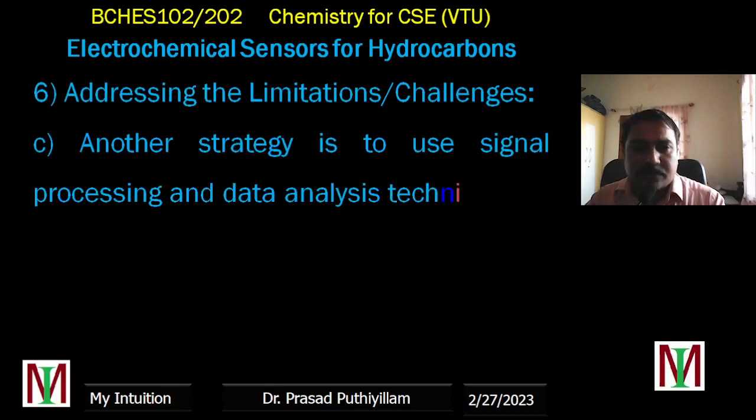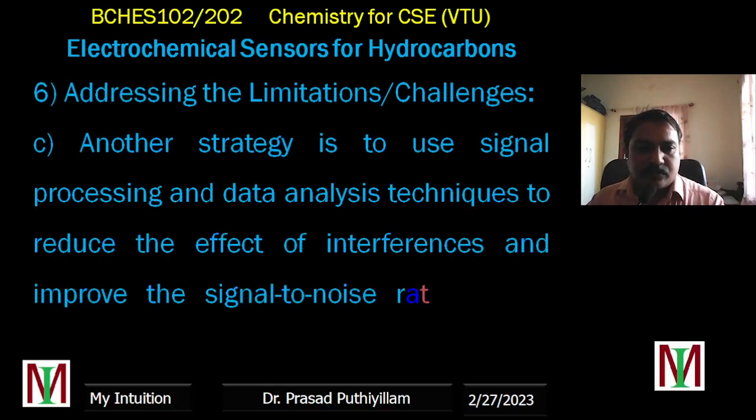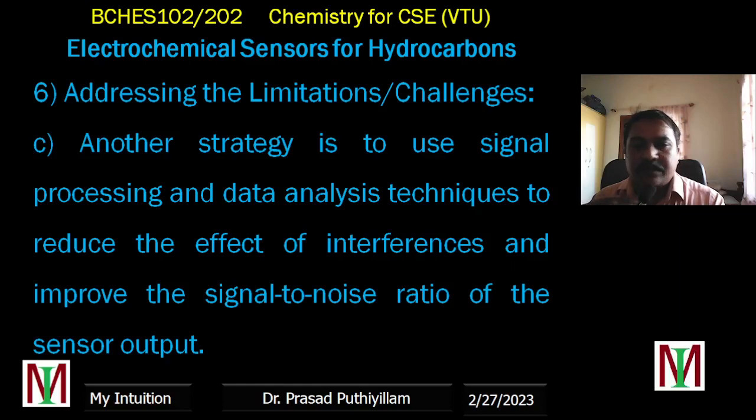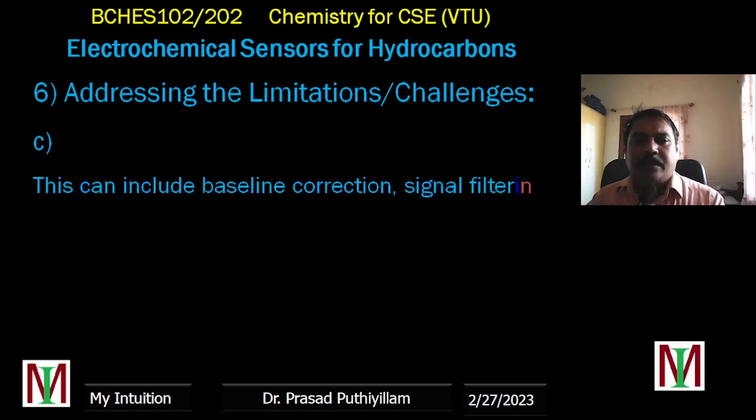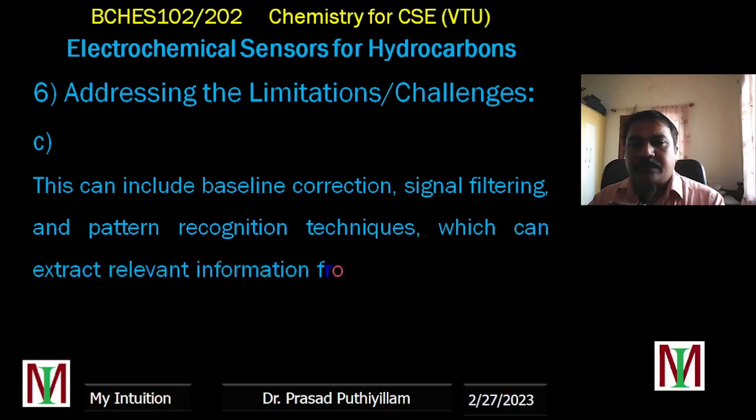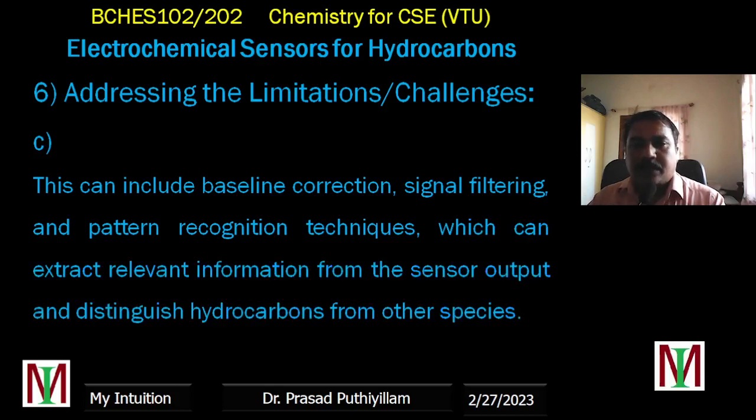Another strategy is to use signal processing and data analysis techniques to reduce the effect of interference and improve the signal to noise ratio of the sensor output. That means other data, mathematical or statistical data, are used as reference material, and while sensing the element, referring to the data, then giving the result, improves the quality of the result. It can include baseline correction, signal filtering, and pattern recognition techniques, which can extract relevant information from the sensor output and distinguish hydrocarbons from other species.